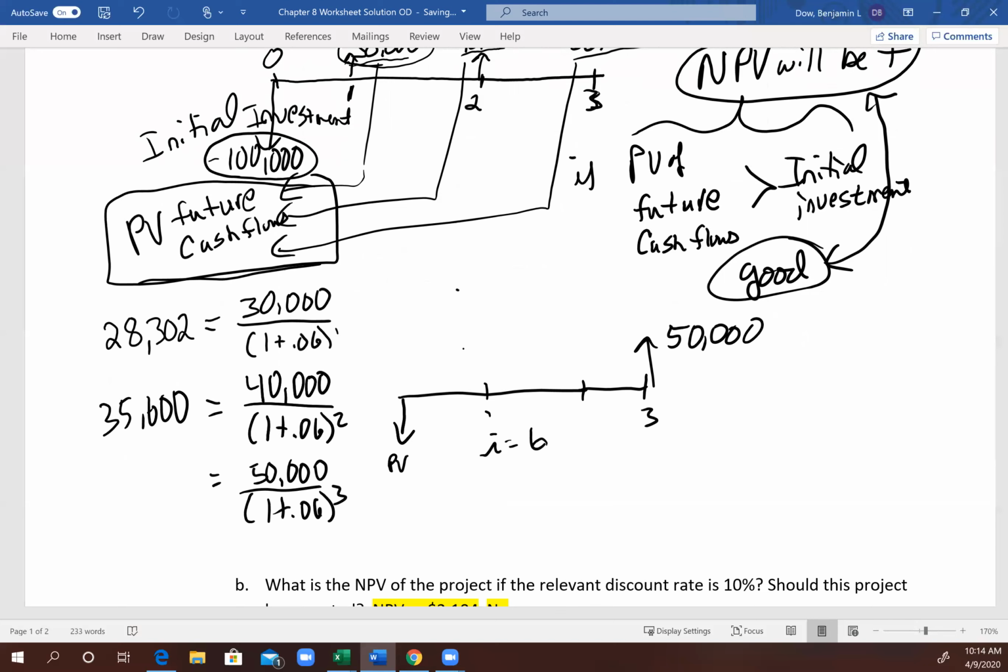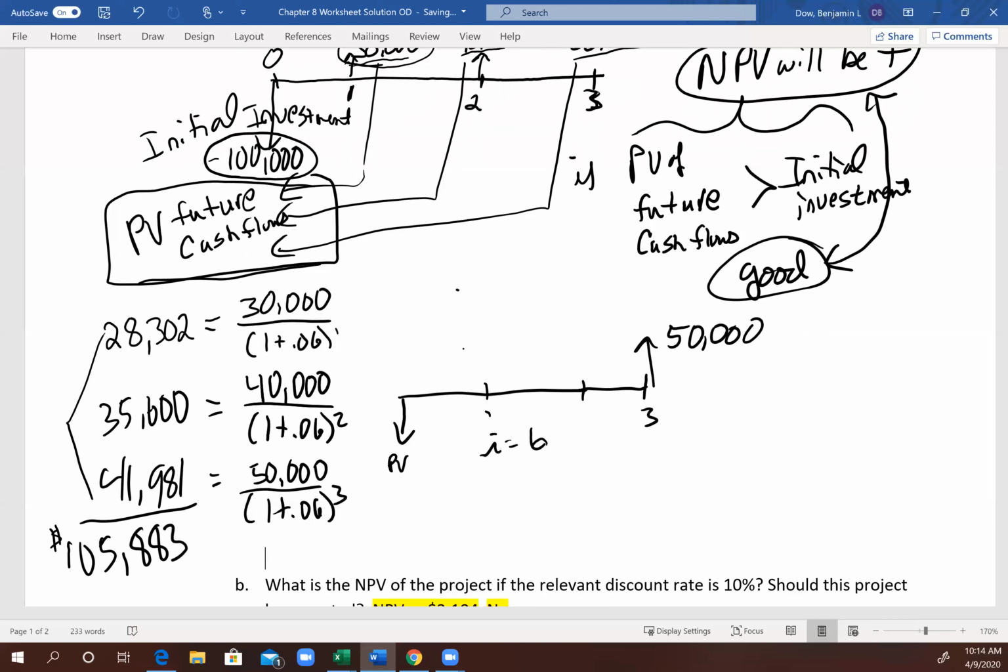Okay, what about the 50,000 3 years from now? 41,981. Okay. All right, now let's add all these together. I can do that. 41,981 plus 35,600 plus 28,302. Add all these up. I get 105,883.